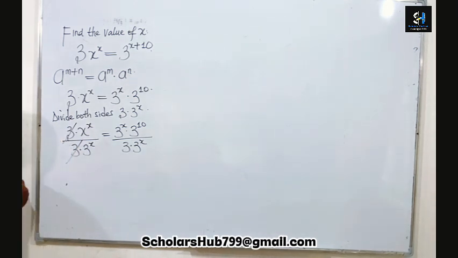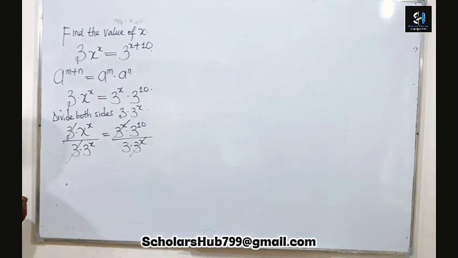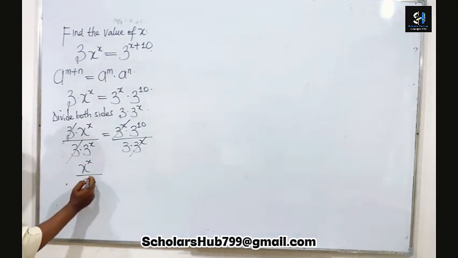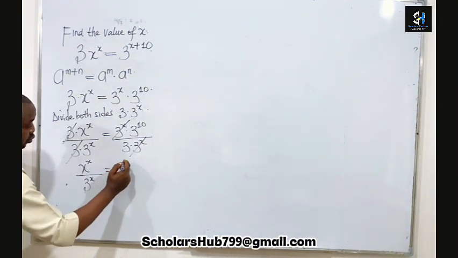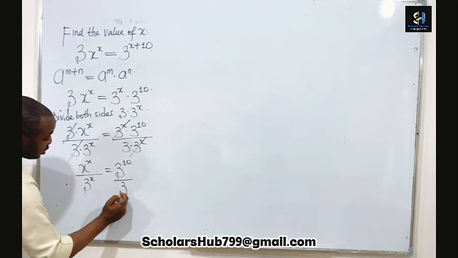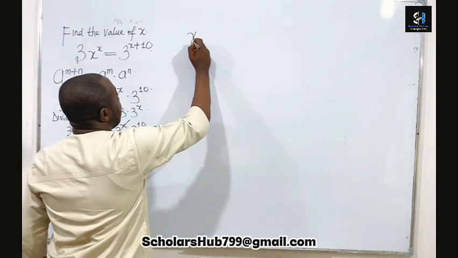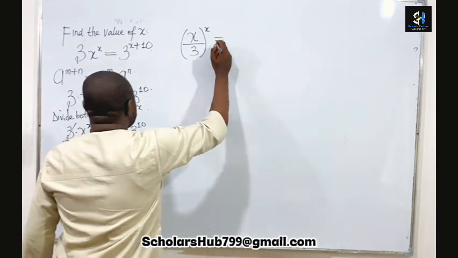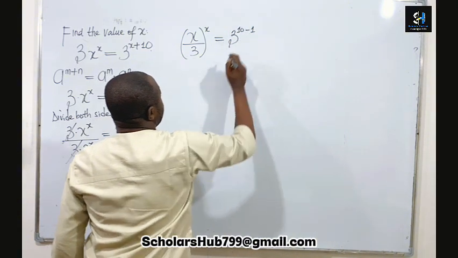Okay, so this 3 will cancel this, then 3^x will cancel 3^x. Then we'll be left with x^x over 3^x, and this will be equal to 3^10 divided by 3. Okay, so that we can have (x over 3)^x equals 3^(10 minus 1).